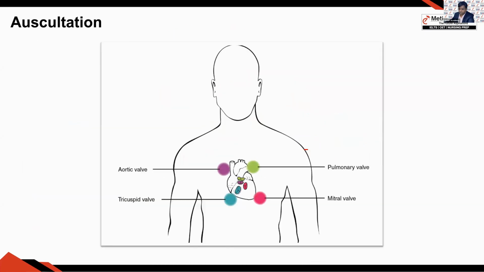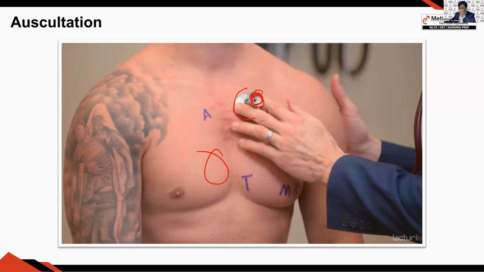You can see here, the image-based question. Image-based questions are famous here. They can give you the aortic valve, or the pulmonary valve, and they can give an auscultation image-based hotspot question.